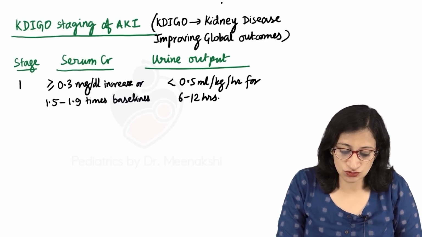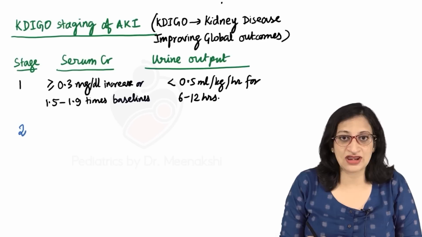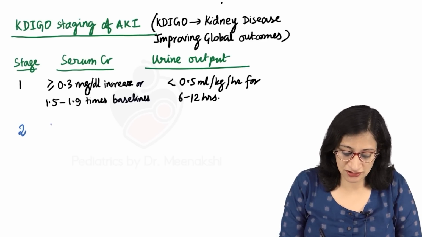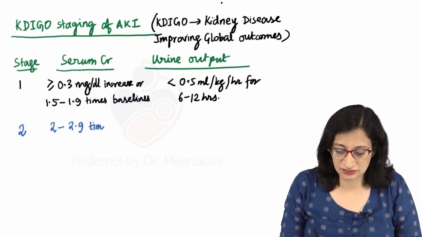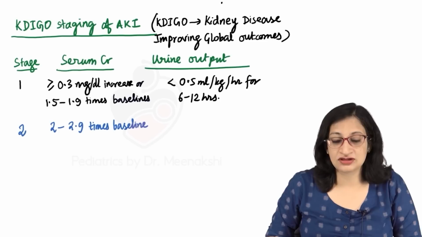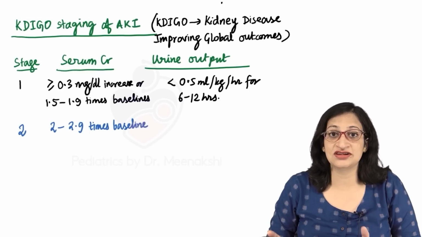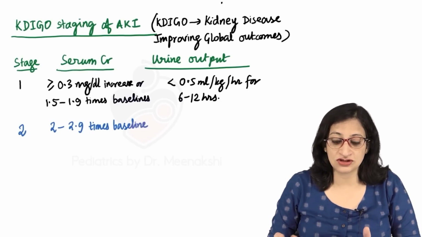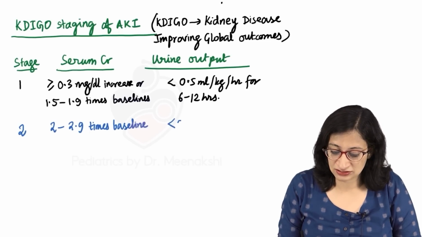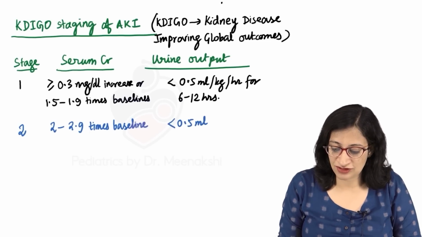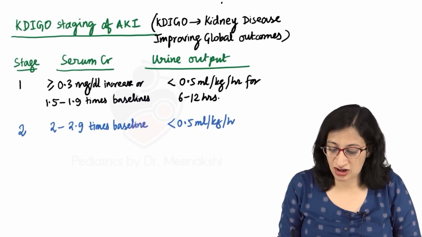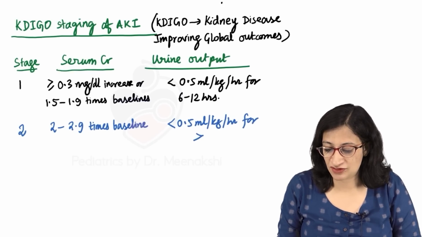What about stage 2? In stage 2, the creatinine level is going to further increase. It becomes 2 to 2.9 times the baseline. That means the serum creatinine level is going to become double to less than 3 times of the baseline. And what about the urine output? The urine output is less than, again, 0.5 ml per kg per hour for greater than or equal to 12 hours.